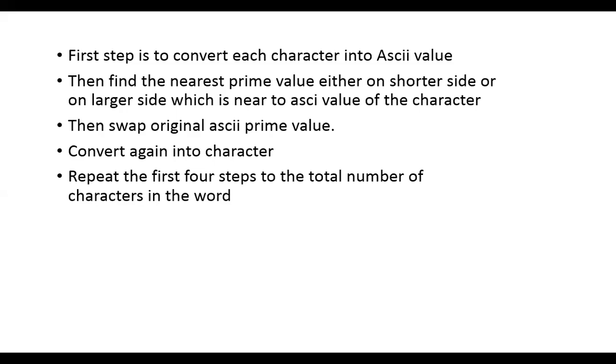Then find the nearest prime value either on the smaller side or on the larger side, means either on the left side or on the right side, whichever is near to the ASCII value of the character. Then we'll be swapping the original ASCII value with the prime value. Then finally we will convert it again into a character and repeat the first four steps. So these are the first four steps, to be repeated for the total number of characters in the word.